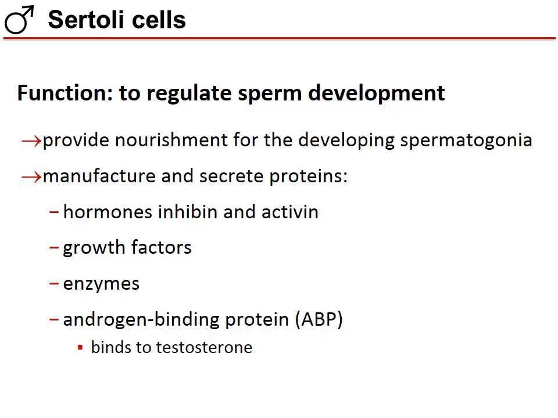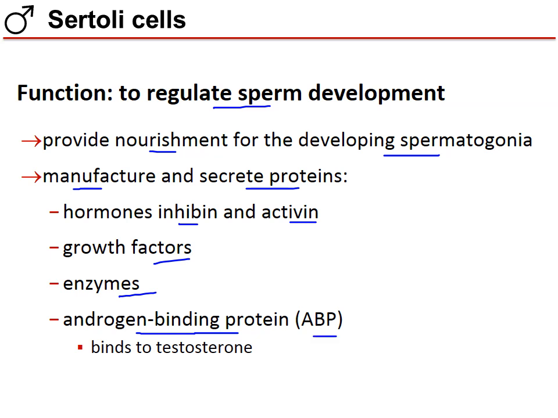As I've mentioned already, the Sertoli cells play a vital role in the regulation of sperm production and development, because they provide the necessary nourishment and proteins for these columns of developing spermatogonia. They manufacture and secrete proteins. These proteins include inhibin, activin, certain growth factors, various enzymes, and they also secrete androgen binding protein, or ABP.